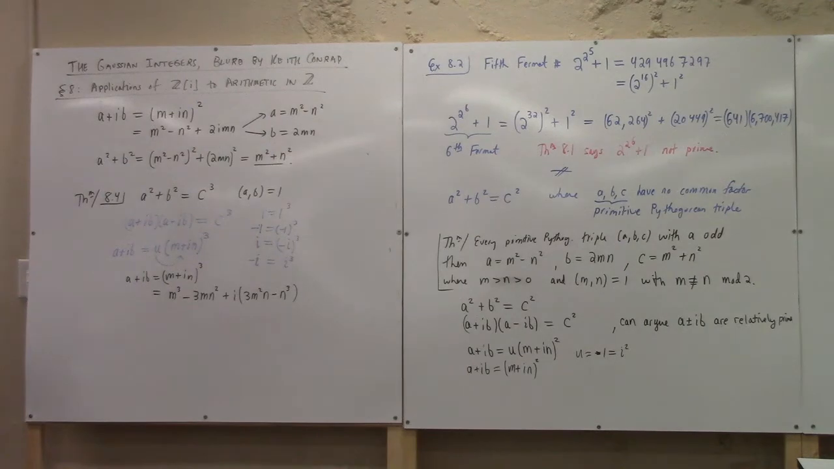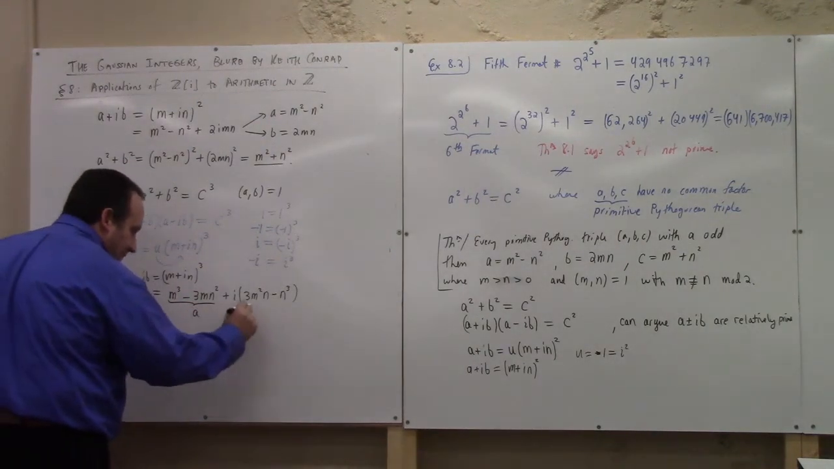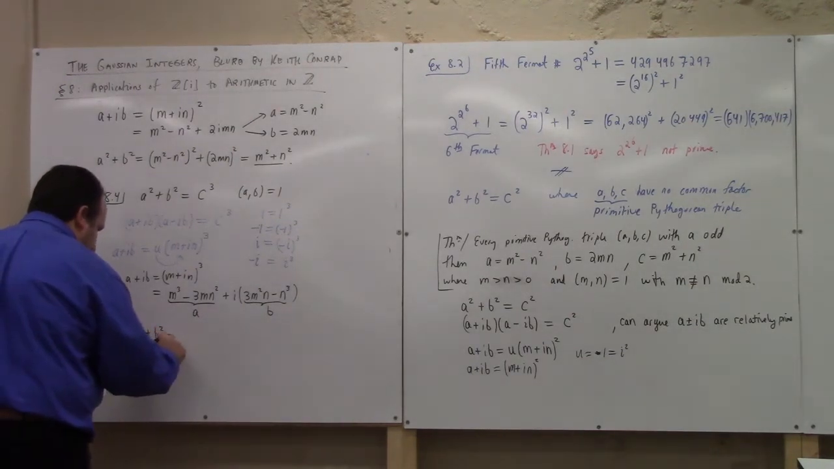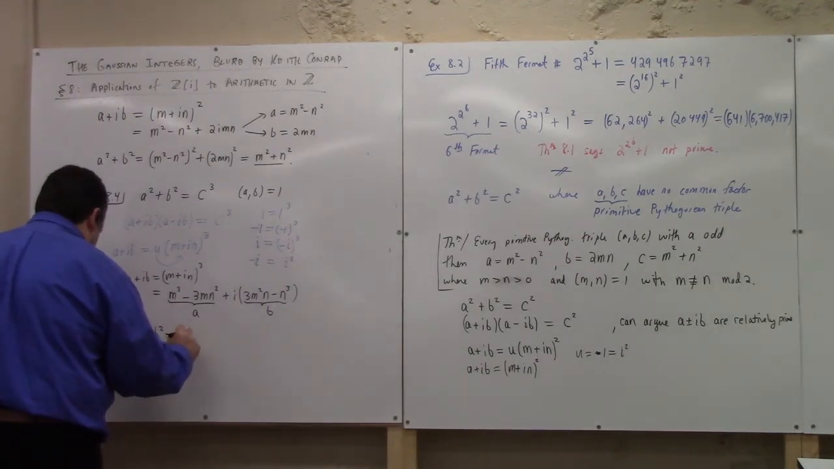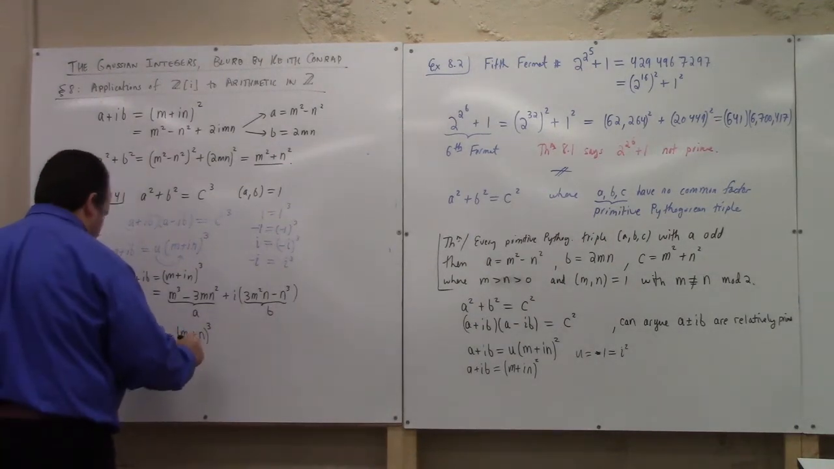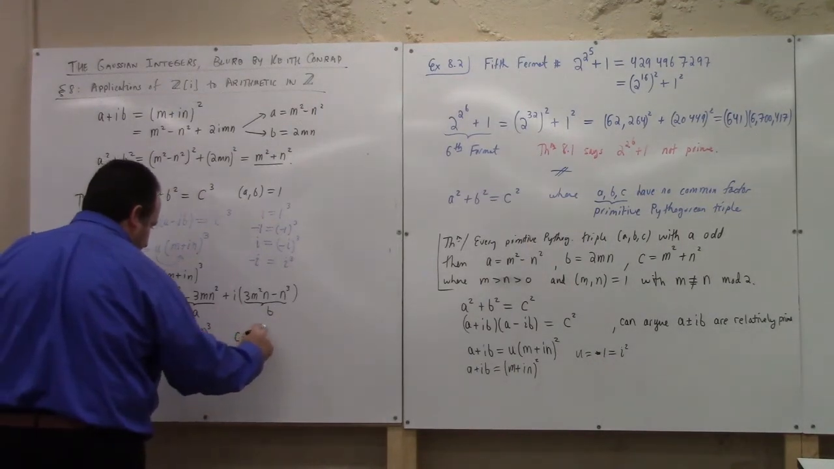Skipping a little algebra here. And the point is, there's your formula for a, there's your formula for b. And of course, you can calculate that a squared plus b squared, I'm not going to do it, but you can check a squared plus b squared actually works out to m squared plus n squared cubed. So the c basically is m squared plus n squared. That was in the theorem.